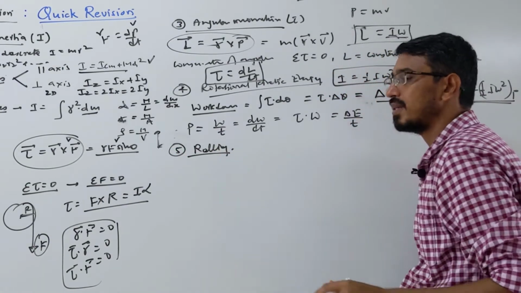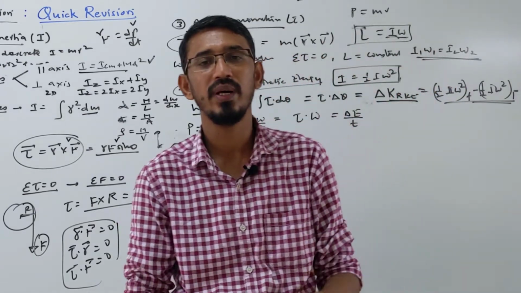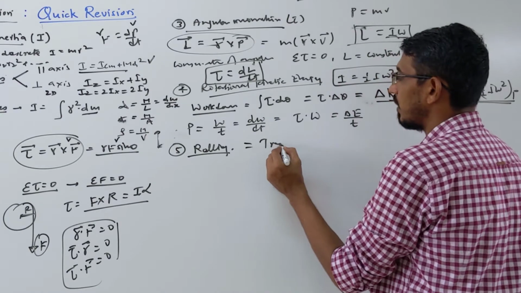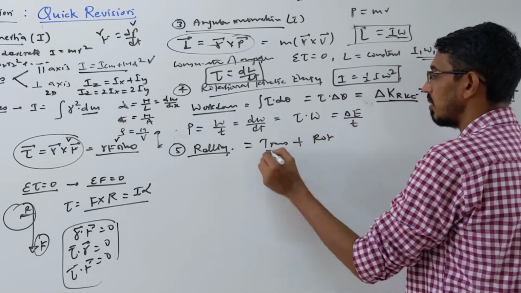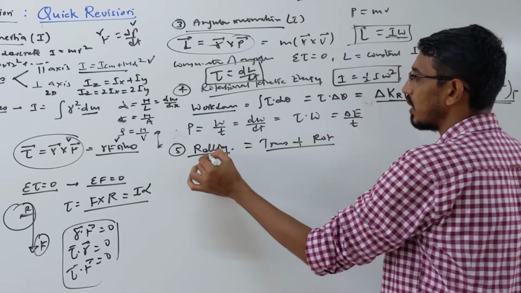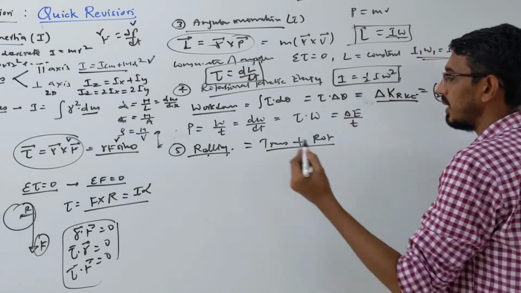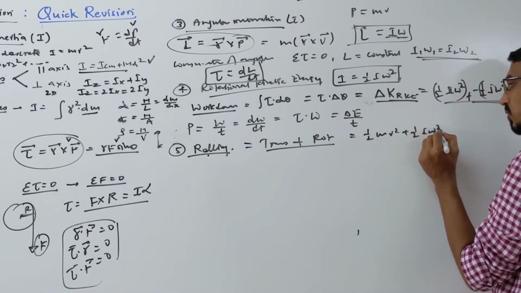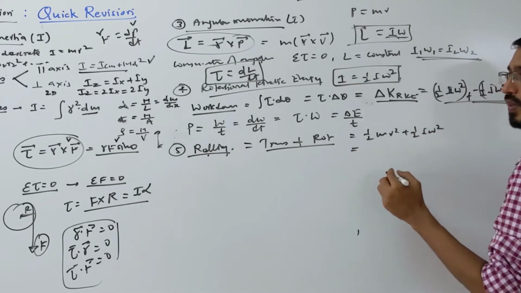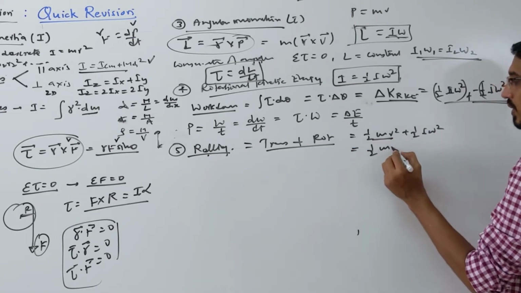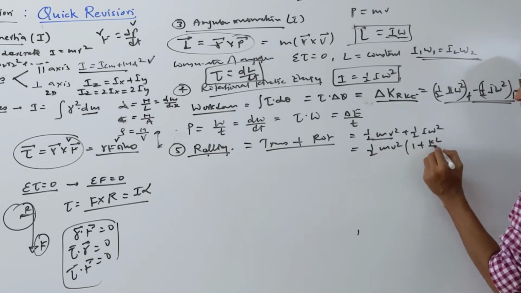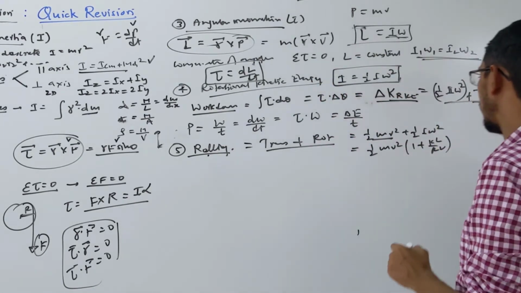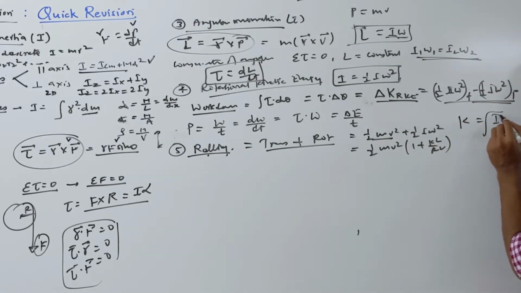First we understood rolling is simply a combination of two motions: translatory motion plus rotational motion. The main thing we talk about in rolling is kinetic energy. The kinetic energy of rolling is simply half mv square plus half I omega square. This you can also write in a shortcut form: half mv square times 1 plus k square by r square. K is called the radius of gyration, and the formula is root of I by m, right?